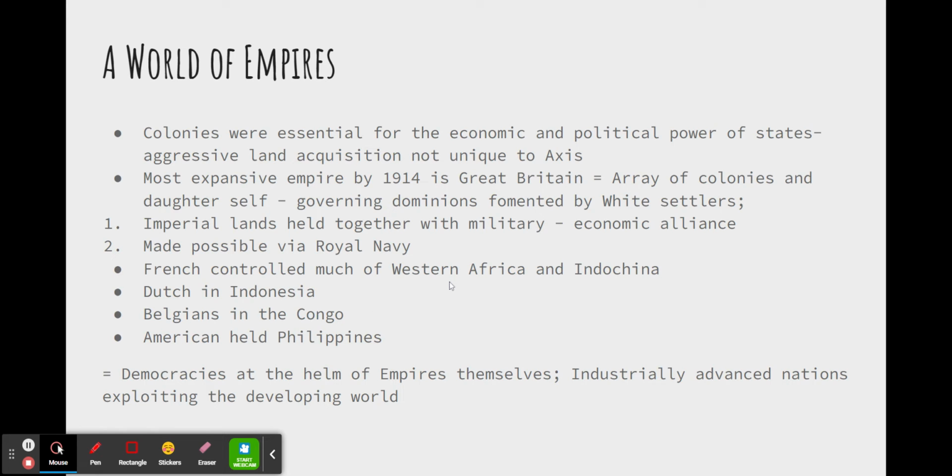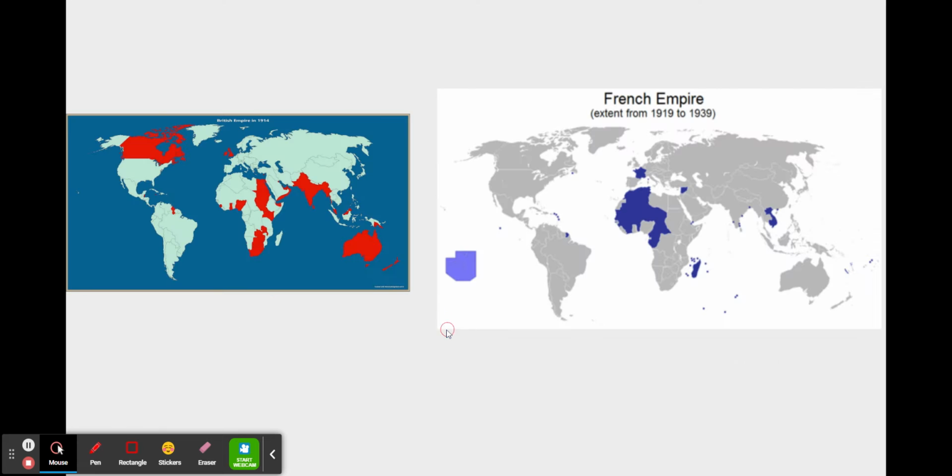Now, the French controlled much of Western Africa and Indochina. The Dutch were in Indonesia. The Belgians held a vicious state up in the Congo, and even the Americans held the Philippines as an imperial holding. We shouldn't sugarcoat this. This is a world of democracies acting at the helm of empires. This is, of course, an example of industrially advanced nations exploiting the developing world.